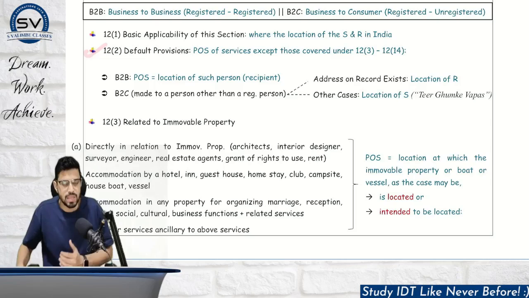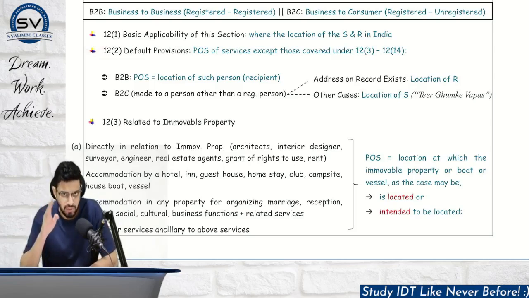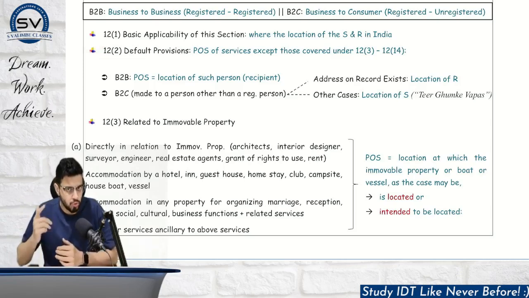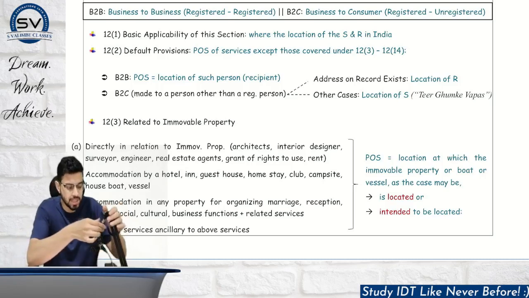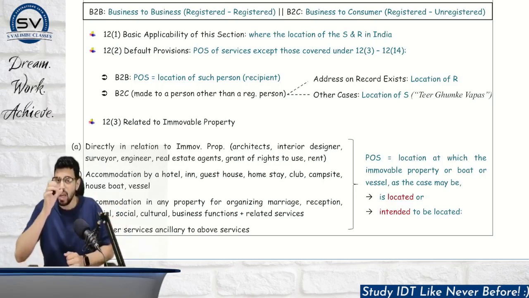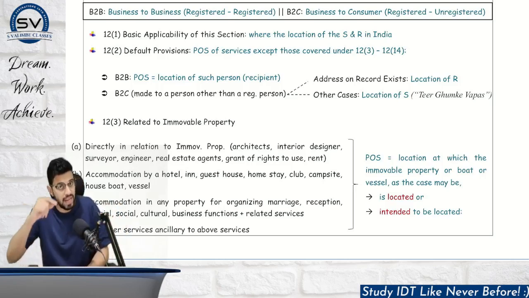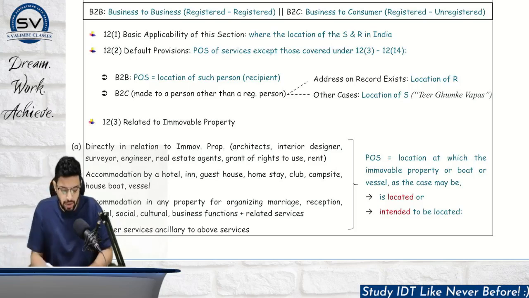Default provisions. Now please understand, section number 12 after subsection 1 has 14 subsections. Out of those 14 subsections, subsection 3 to subsection 14 are specific subsections. Specific subsection means the cases that we are going to be covering are specific situations. If a case does not fall in any of the specific subsections, it will fall under section number 12 subsection 2, that is the default provisions. Okay, so let's start.